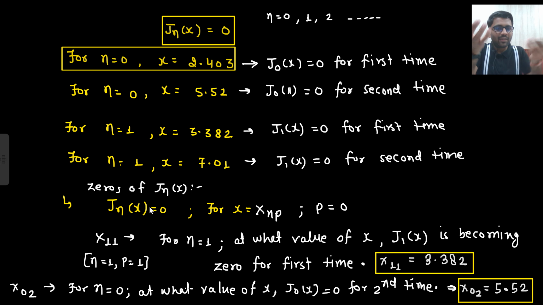So jnx is becoming 0, either for the first time, second time, or third time. Let's say there is a random function. So p can never be 0, right? So p can never be 0. This is also an important point.